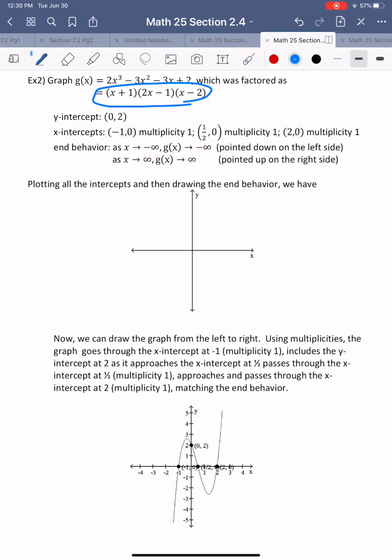All right, so let's think about the graphing. We have negative 1, 0; 1 half, 0; and 2, 0. And then the cubic, where you have one side up and the other side down, right? Everything is going through, and the y-intercept is 0, 2, okay? So going through, okay? It's similar, but the down and up is a little bit different, okay?